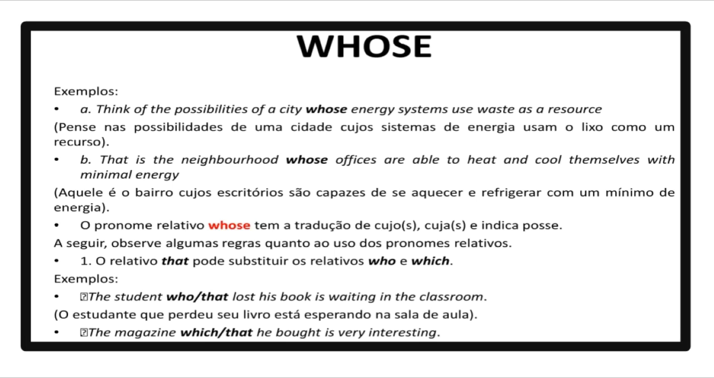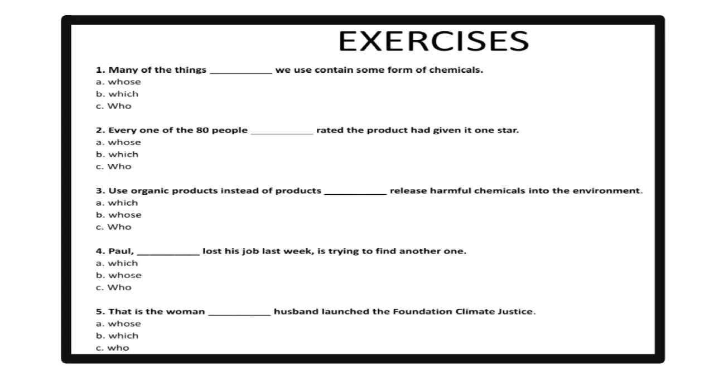I know it can be a little confusing, so I prepared some exercises. Let's practice. Number one, many of the things we use contain some form of chemicals. Things. We are not talking about people. So we eliminate letter A and letter C. What do we have? Which. Many of the things which we use contain some form of chemicals.